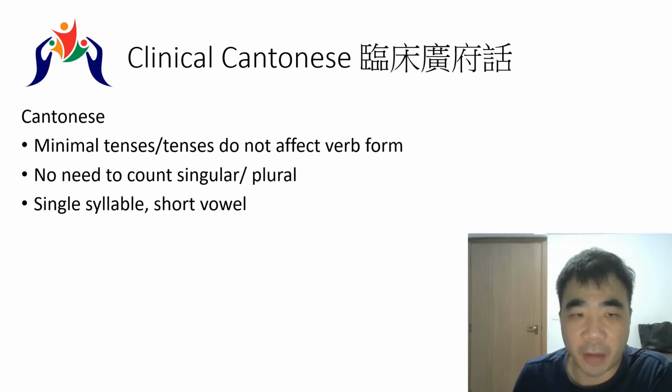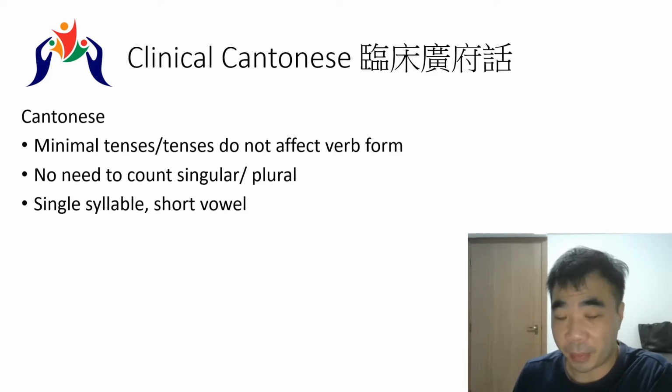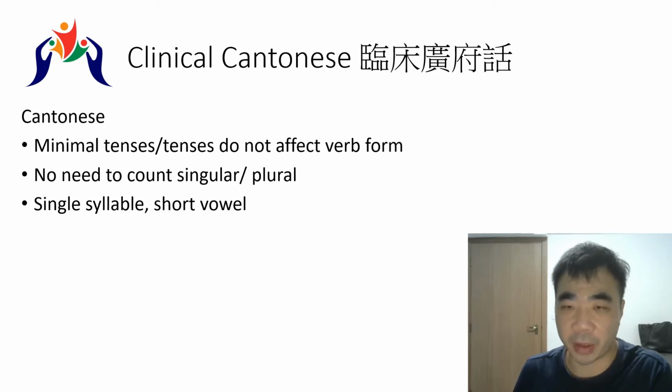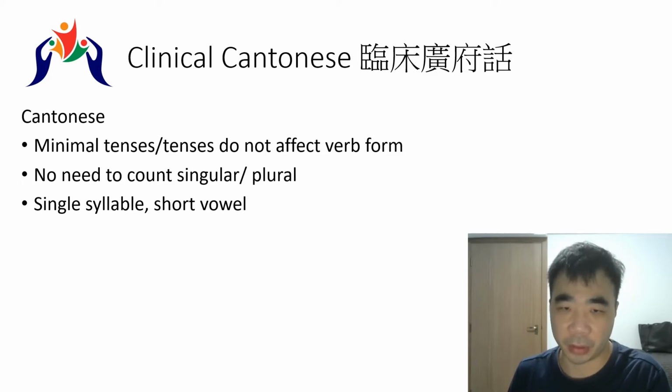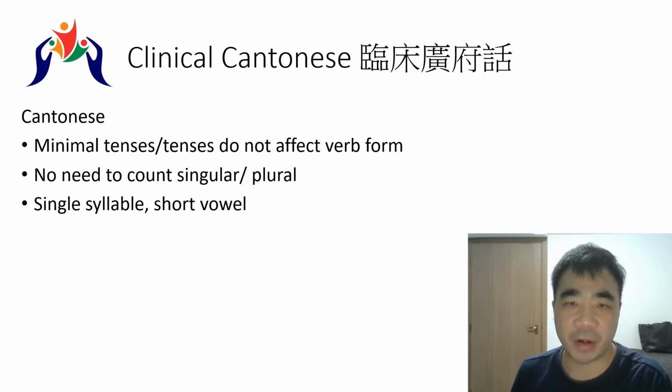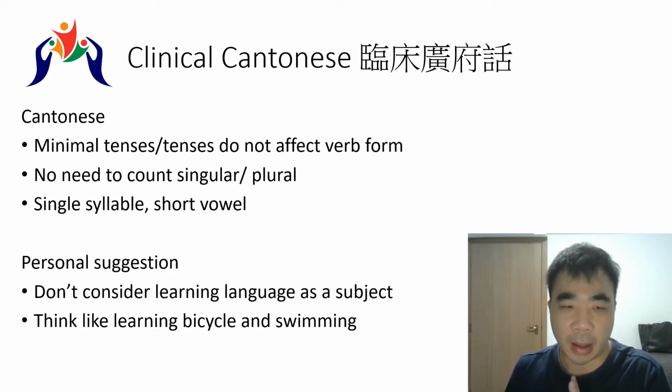Another characteristic of the grammar of Cantonese is that we have very minimal tenses. No matter past tense, future tense, or present tense, it doesn't affect our verb form much. No need to worry about verb forms according to singular and plural. We don't have such rules. Another characteristic of pronunciation is that all of the characters are single syllable with short vowels. So we just have one pronunciation and a very short vowel. That's why it may give an impression that we are very loud and very rude because of this characteristic. Actually, it's not.